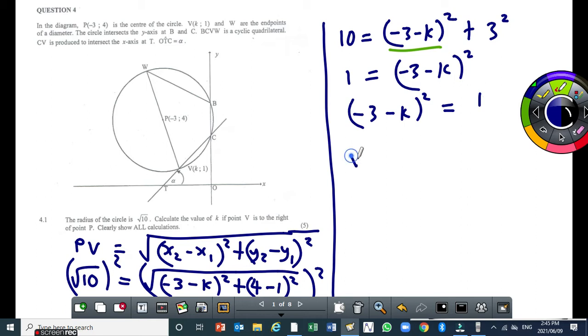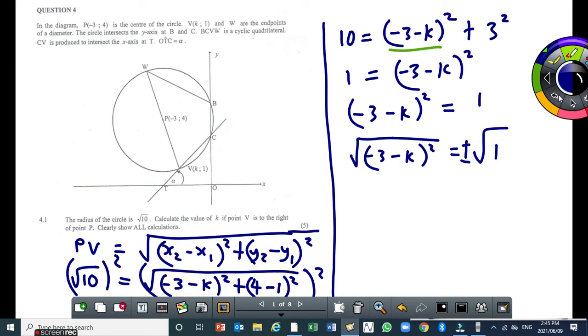Then you take a square root of both sides. Okay? You get the square root of the plus or minus 1. Okay? Then you get minus 3 minus k equal to plus or minus 1. So you have two values. So what happens to the 3 squared? 3 squared is equal to 9. Yeah. So if you take the 9 to the left, 10 minus 9 will give you a value. Right?